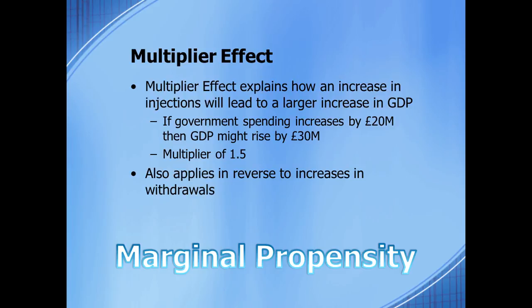So this £20 million goes into the circular flow. So we think about the marginal propensity, we think about how much is withdrawn to go into savings, and how much is withdrawn in the form of tax, and then how much is withdrawn in the form of imports. And then whatever is left actually then continues around the circular flow of income. And this is worked on the basis of this multiplier of 1.5.